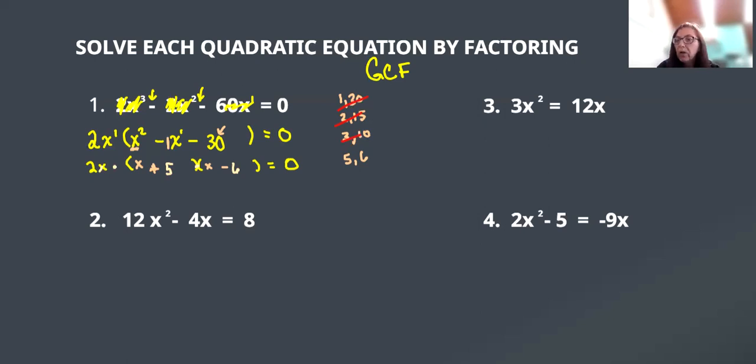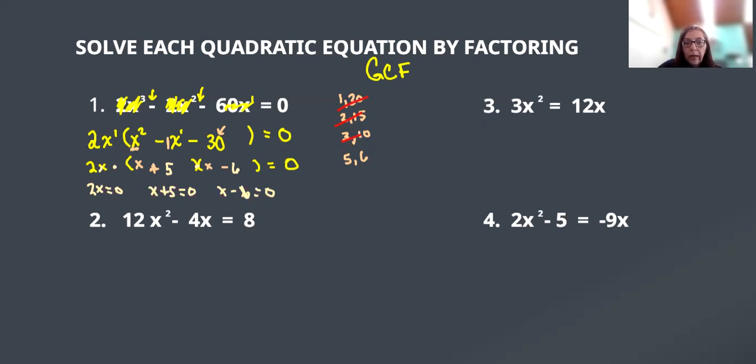So I'm going to set them all equal to 0. So I'm going to say 2x, when is that 0? X plus 5, when is that 0? X minus 6, when will that equal 0? What would x have to be? All right. So 2 times what is 0? Well, 2 times 0 is 0, right?